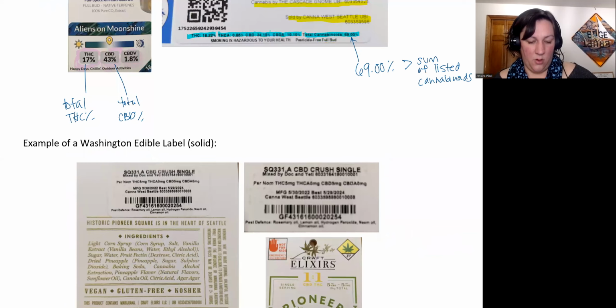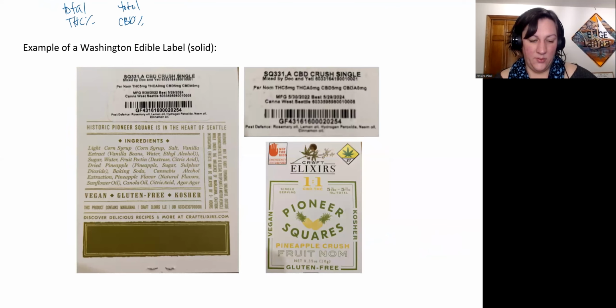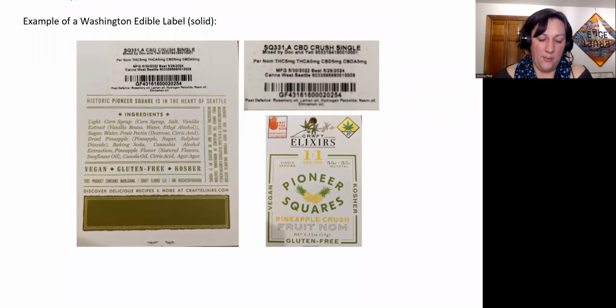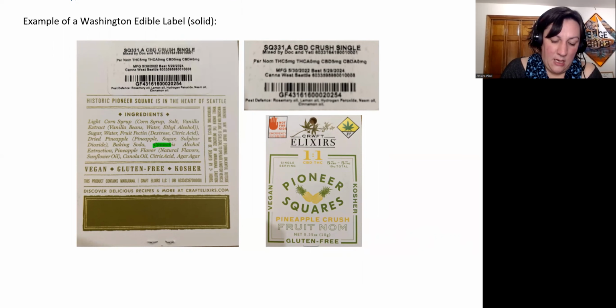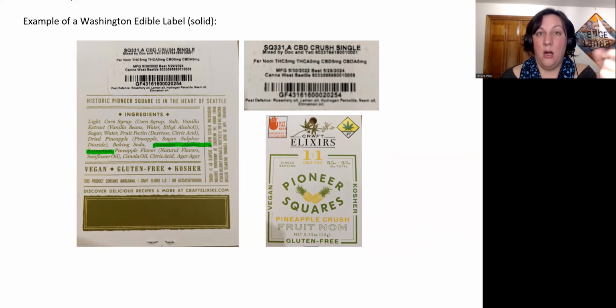Let's look at one more. Let's look at an edible example. This one's always a lot simpler. Well, it's less simple in that there's a whole bunch of ingredients that are now listed: corn syrup, vanilla beans, things like that. And we also see the addition of cannabis alcohol extraction. So that is going to be our extract that's coming from our cannabis.